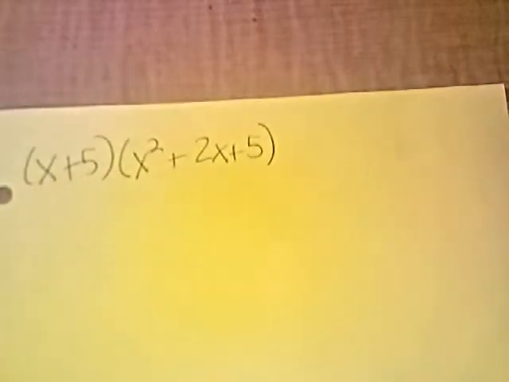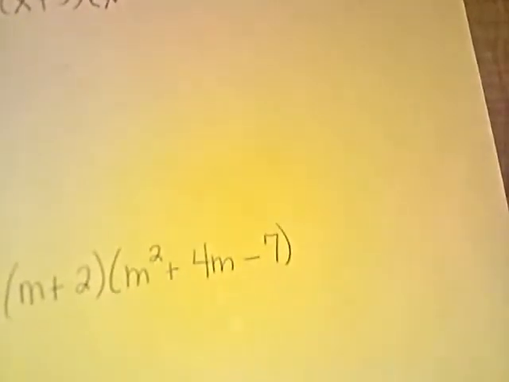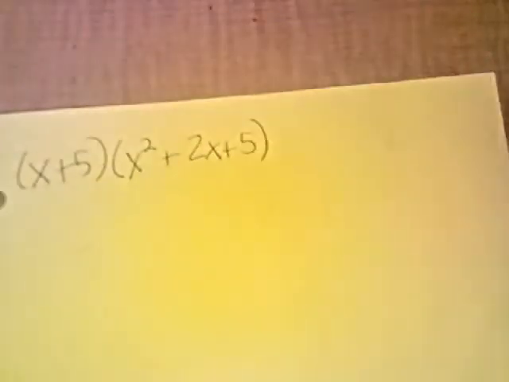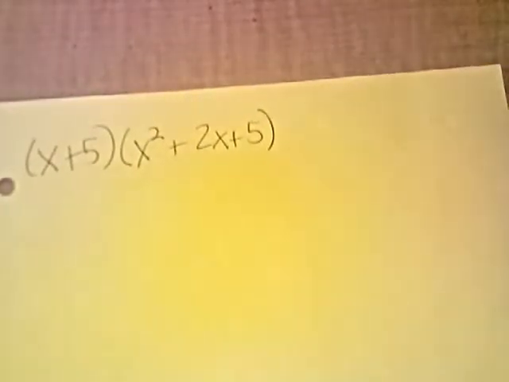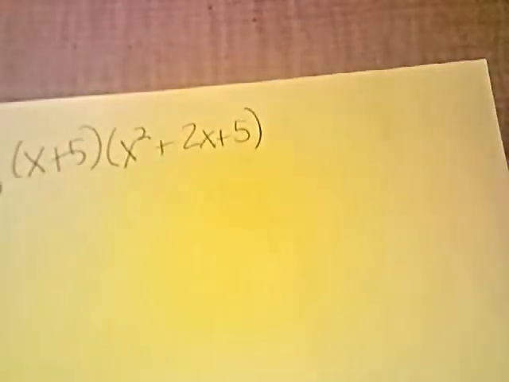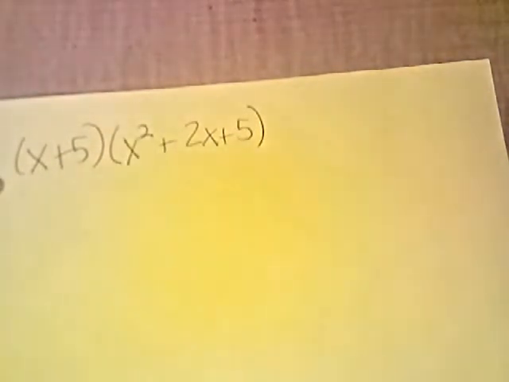Okay, if you want to try that one on your own, and that one on your own, and see if you get it right. Alright, with this one you have a 2-term times a 3-term, and we're going to distribute each of these to the terms over here.